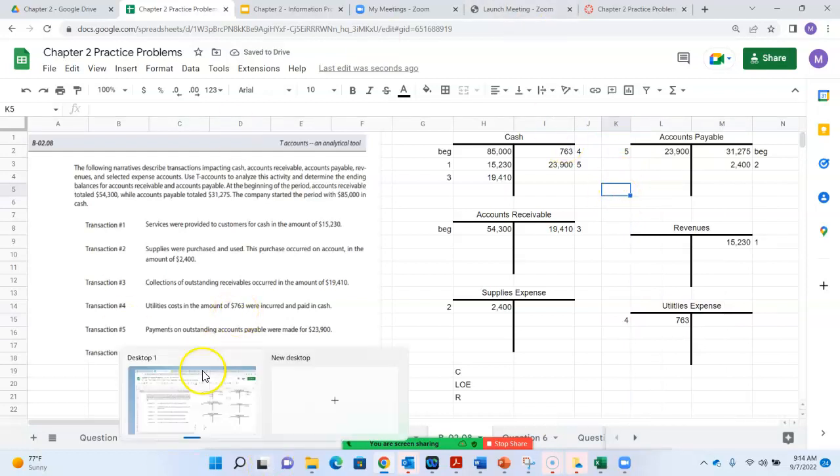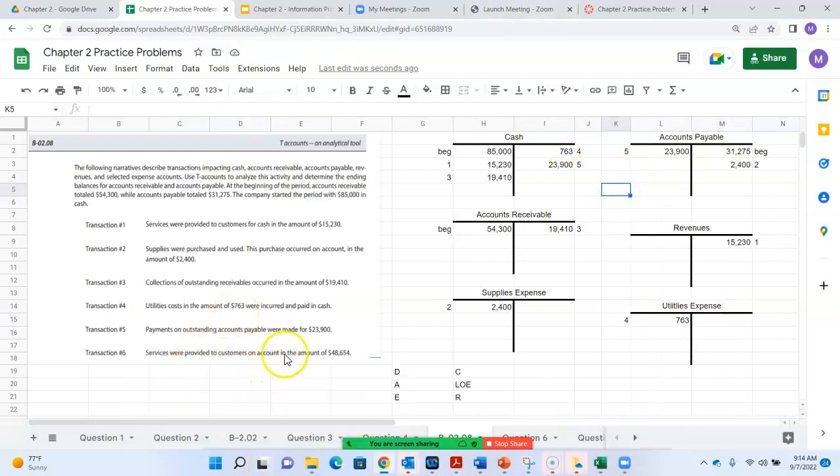Okay, last one. Services were provided to customers on account in the amount of 48,654. There's that word again, on account. So services were provided to customers on account. So we've actually rendered the services, so let's increase our revenues. In order to increase a revenue, you credit the account. So this is 48,654. This relates to transaction number 6.